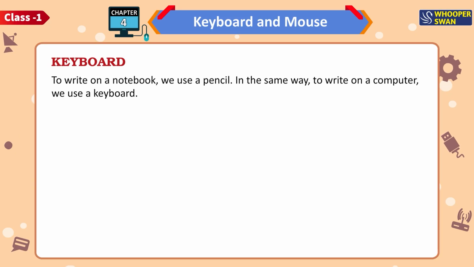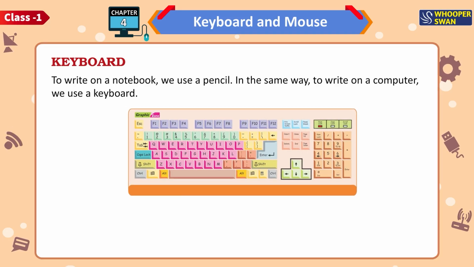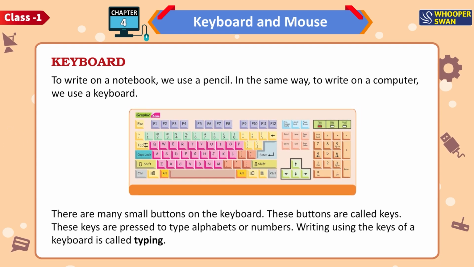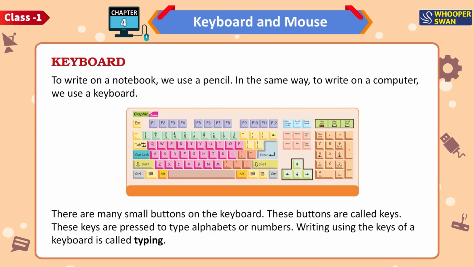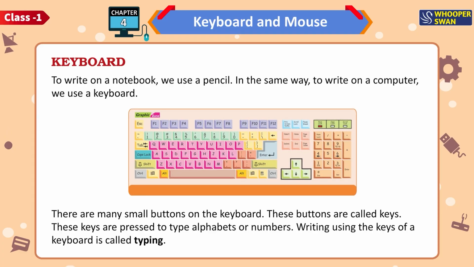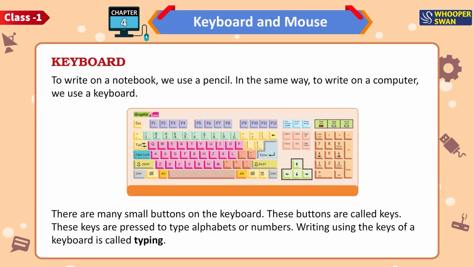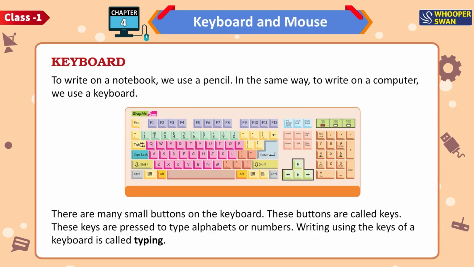Keyboard. To write on a notebook, we use a pencil. In the same way, to write on a computer, we use a keyboard. There are many small buttons on the keyboard. These buttons are called keys. These keys are pressed to type alphabets or numbers. Writing using the keys of a keyboard is called typing.